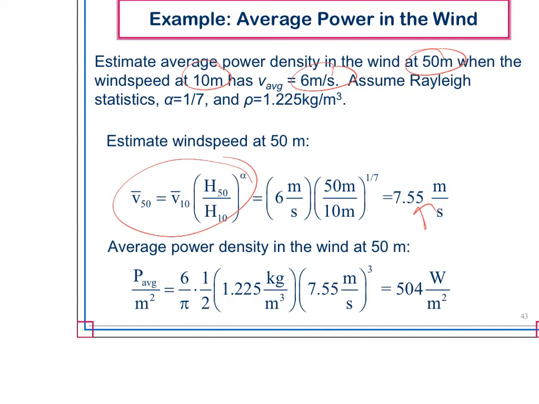Again, assuming Rayleigh statistics with a roughness coefficient of 1/7. Now we're going to do the average power, and we're going to plug it into our previous equation that we derived, and we're going to end up with 504 watts per meter squared. So this would probably be a pretty viable site to consider.